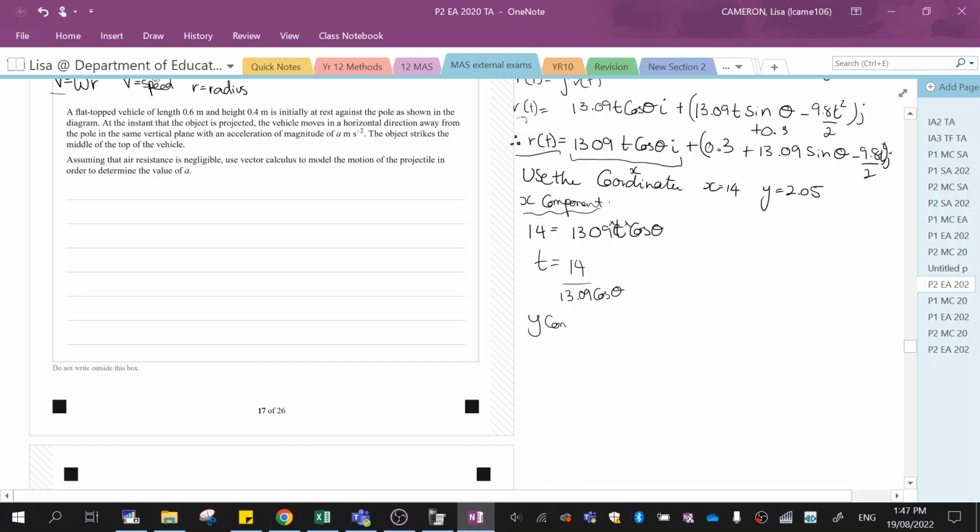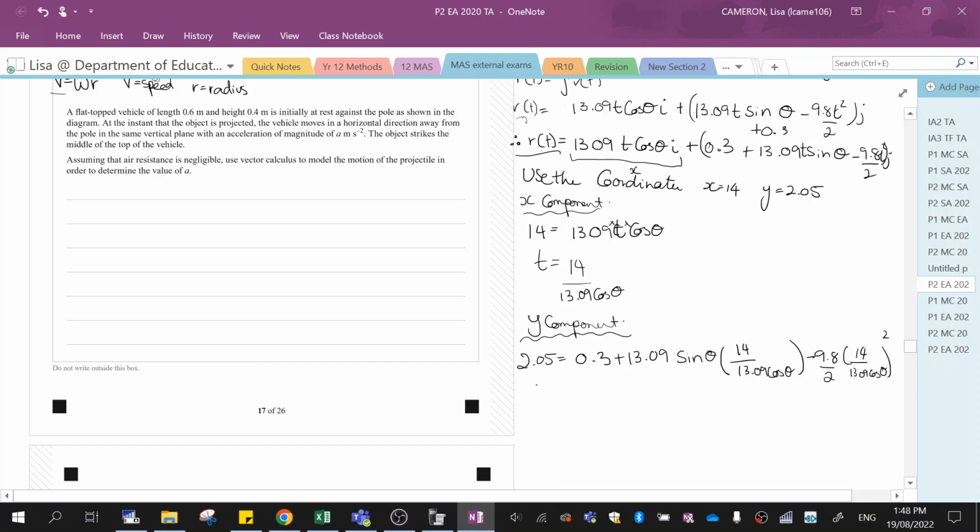Let's look at the y component. Okay, so next thing I'm going to do, chuck this in as t into this function. Let y equal 2.05 is equal to 0.3 plus 13.09 sine theta. That should have had a t in it here. Sine theta times 14 over 13.09 cos theta minus 9.8 divided by 2 times 14 over 13.09 cos theta, squared. Okay, and that'll be our j component there.